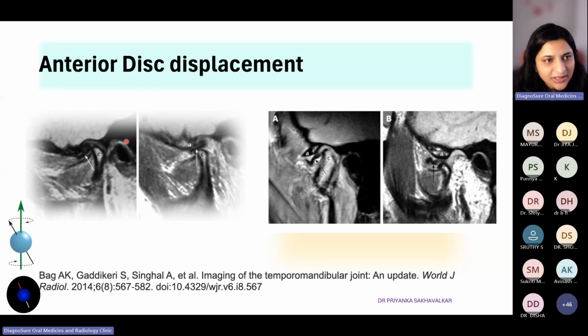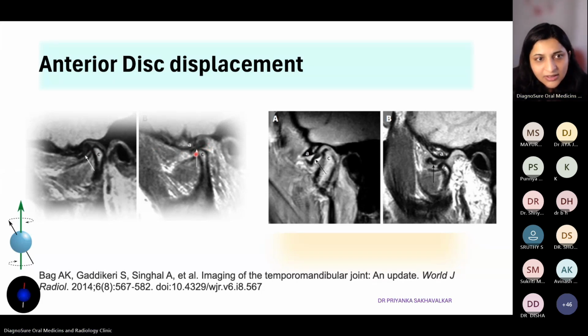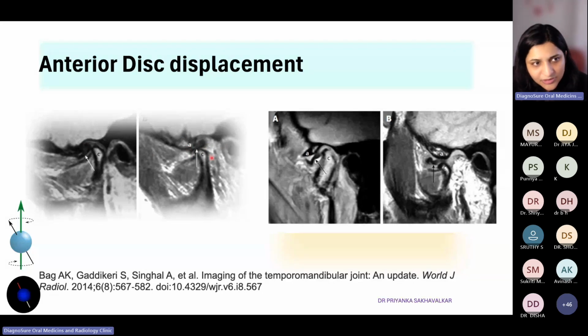So this is, again, a sagittal plane proton density image. We can see this is the disc and this is the head of the condyle. This is the closed mouth position where the disc is anteriorly positioned. When the mouth is open, we can see the disc is here. And when the mouth is closed, again it moves to the anterior position. So this is with reduction.